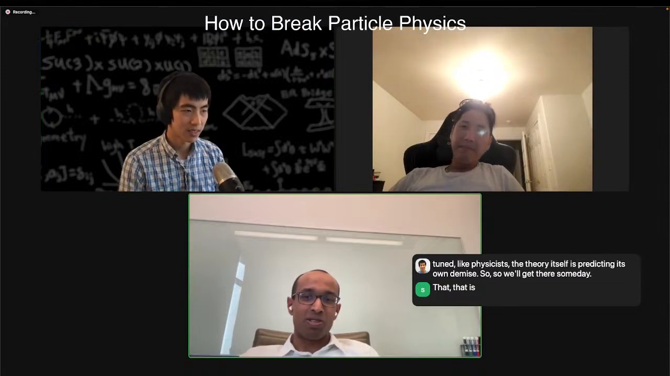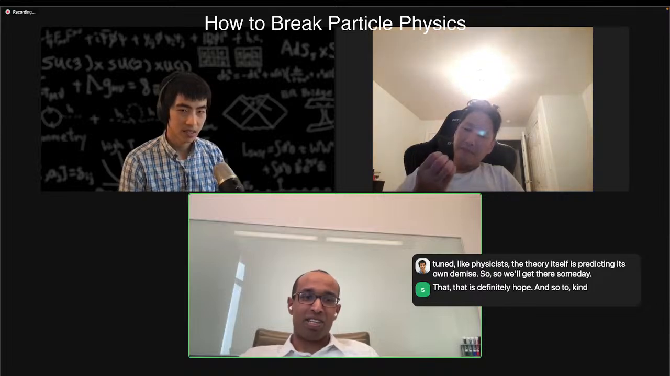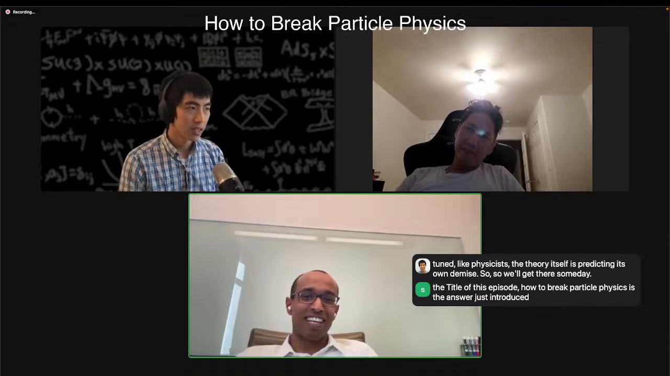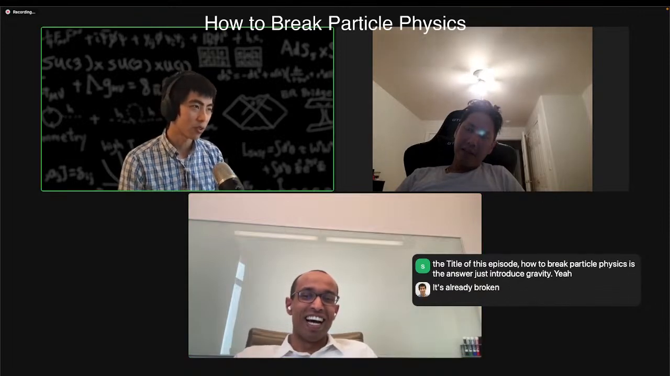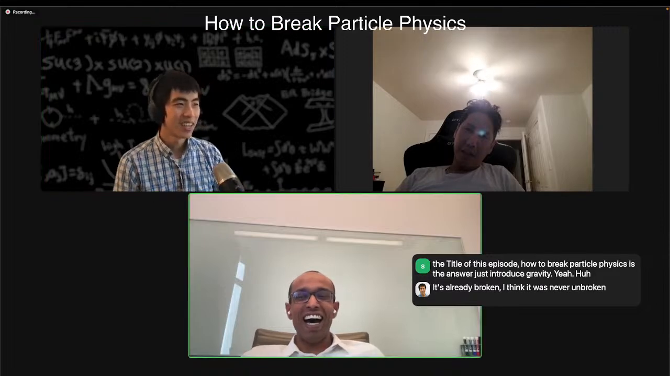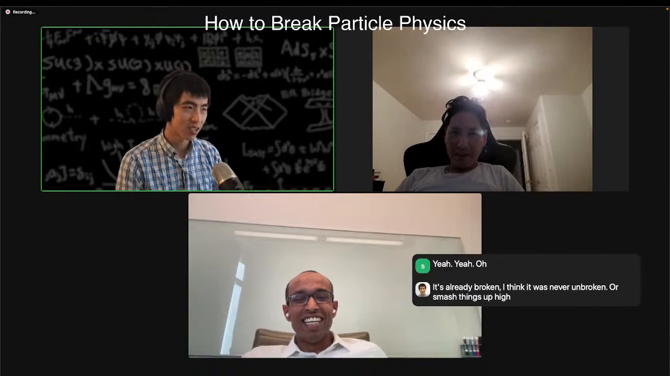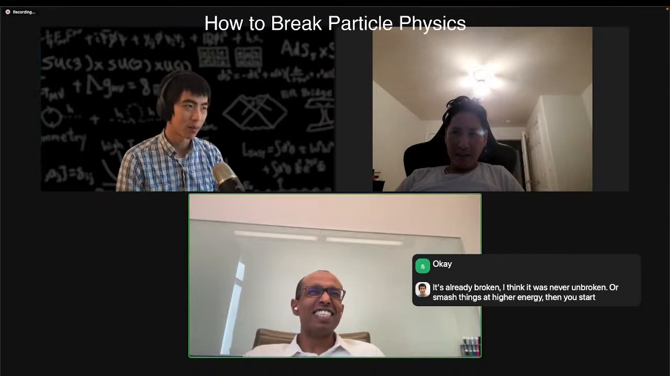That is definitely hope. And so to go back to the title of this episode, how to break particle physics, is the answer just introduce gravity? It's already broken. I think it was never unbroken. Or smash things at higher energy, then you start seeing very complicated things that cannot be predicted.